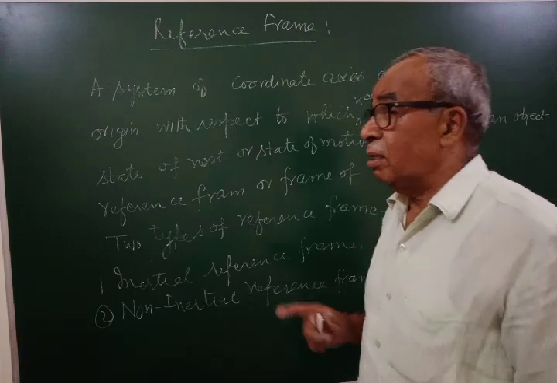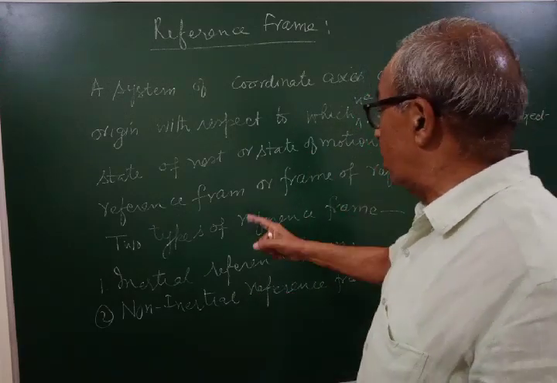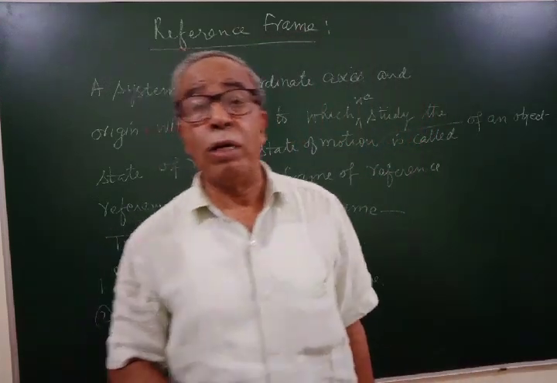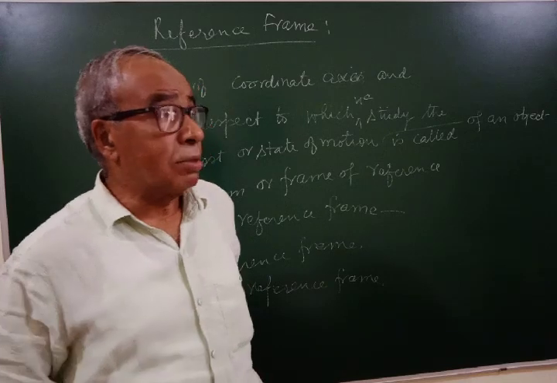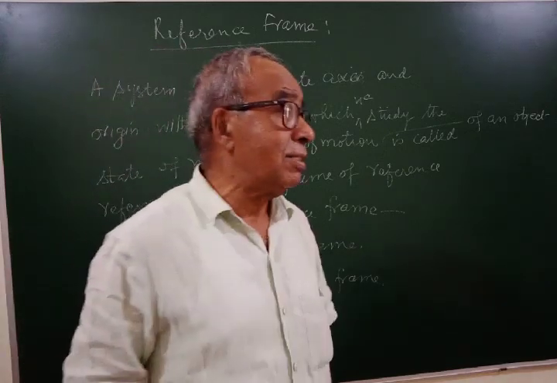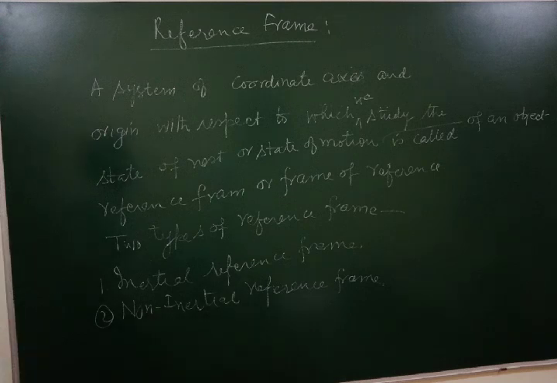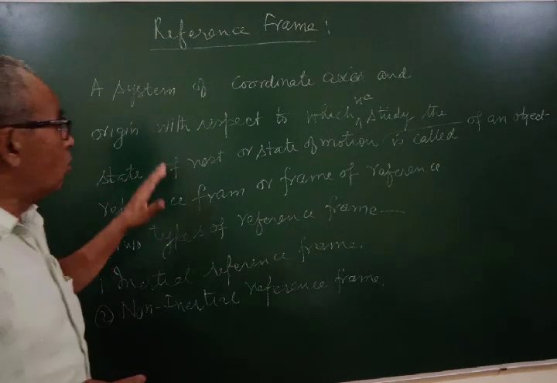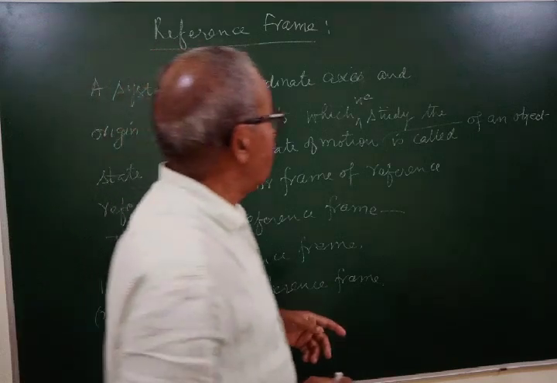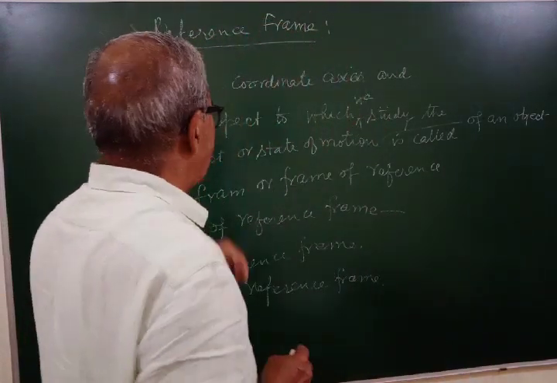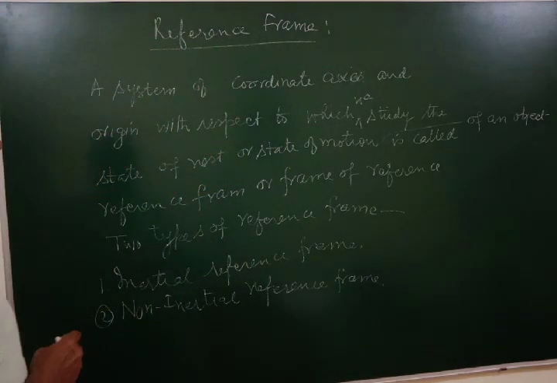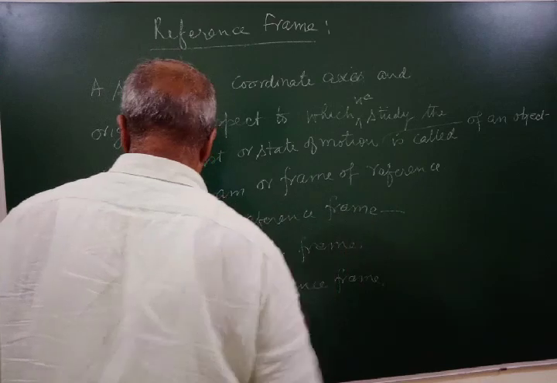So that reference point of Delhi is called an origin. North, south, east, west, upward, downward, these are axes. But in science we have taken x, y, z axis, and we tell in which direction x-axis is. So like that, a system of coordinate axes and origin with respect to which we study the state of rest or state of motion of body or of an object is called reference frame or frame of reference.